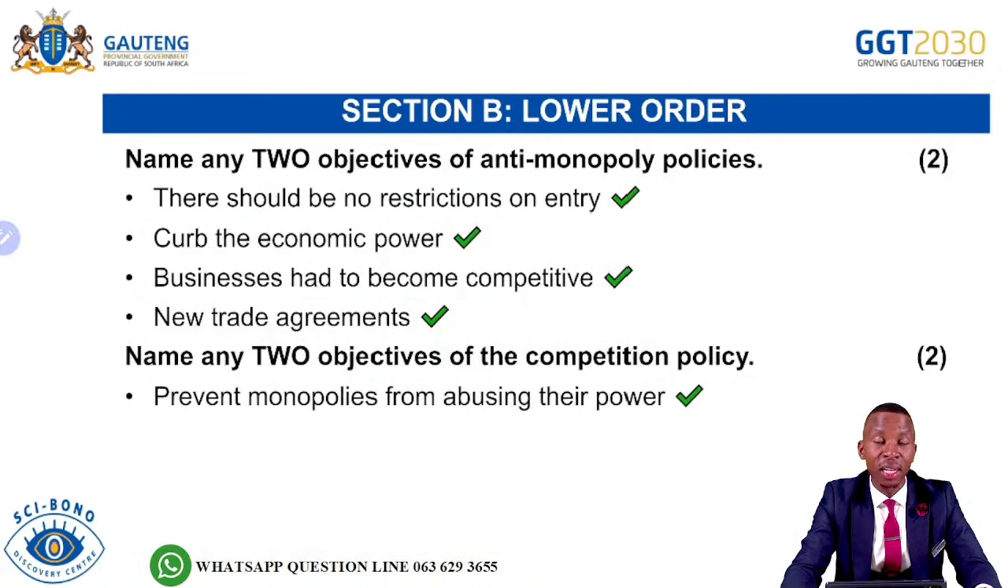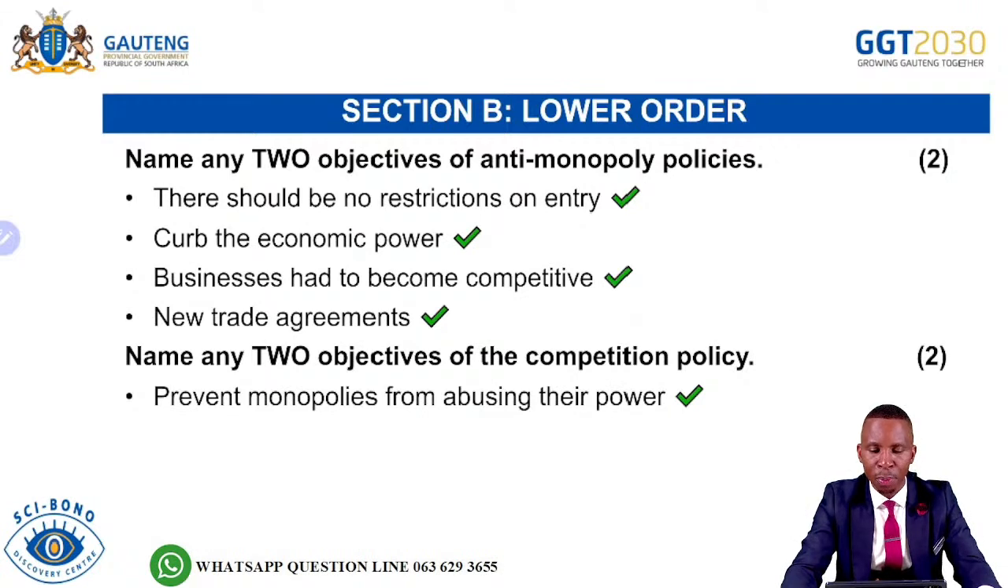Remember, these topics can come in the form of lower order, but they can develop also to middle order and higher order. Always, like I said in paper 1, as you are given a question in lower order, you must be able to develop the question to the middle order and to the higher order. That will make you the star for this paper 2, and you will master everything. So name any 2 objectives of the competition policy.